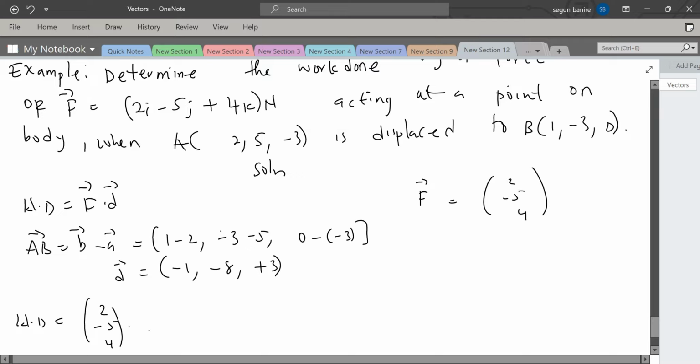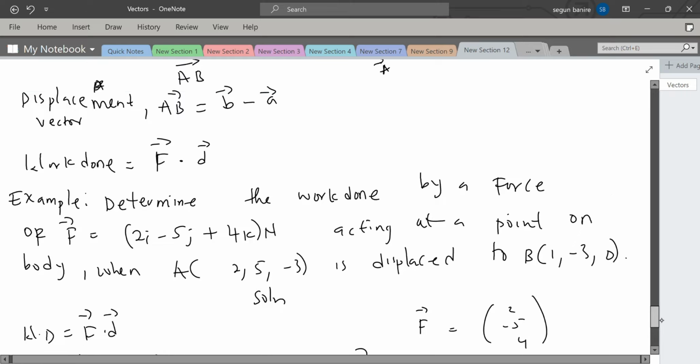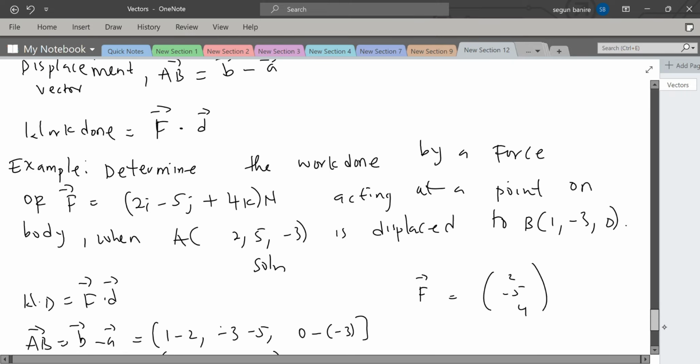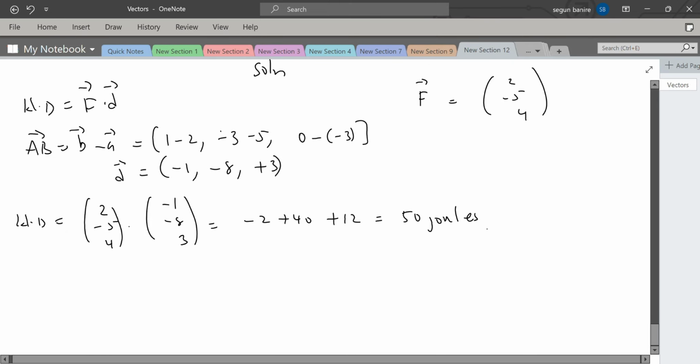Okay, so dot (-1, minus 8, 3). That will give you -2 plus 40 then plus 12. That will give you 50 joules. So that is the work done. Okay, so this is your work done.